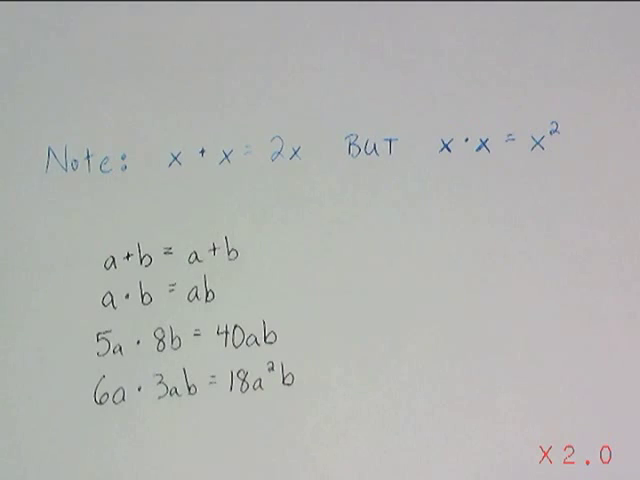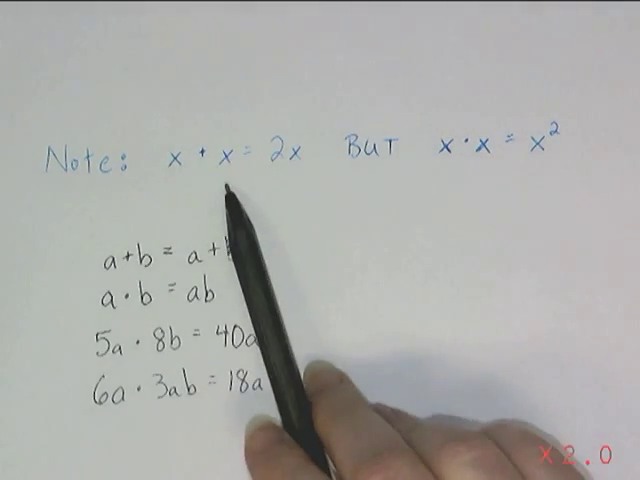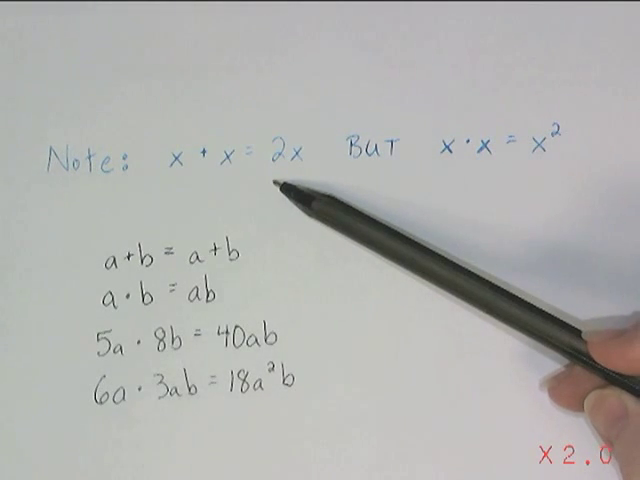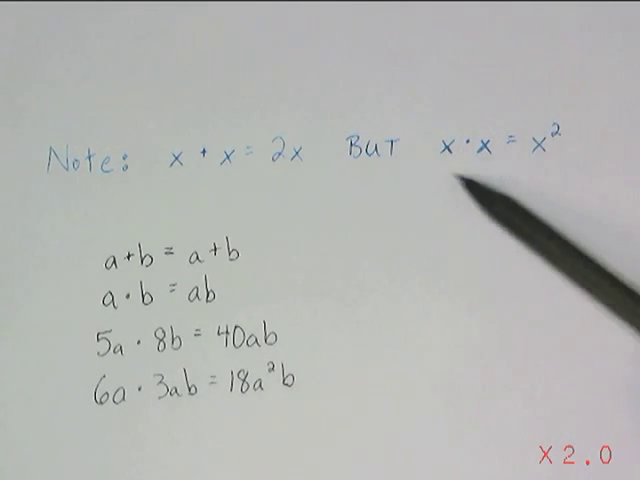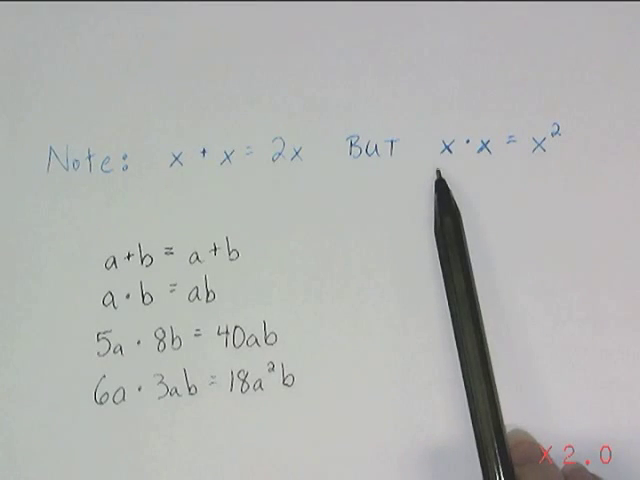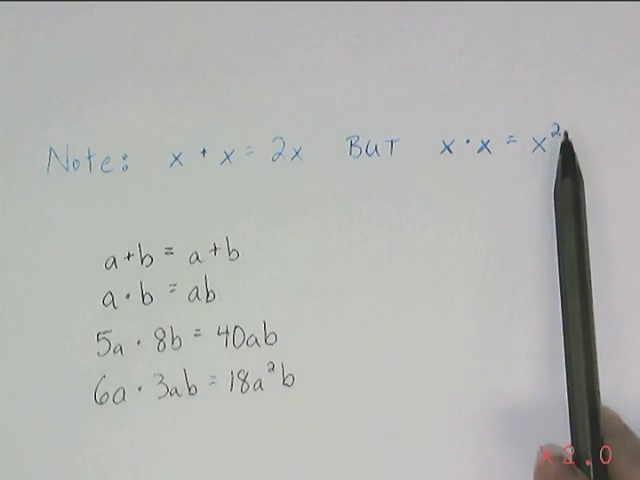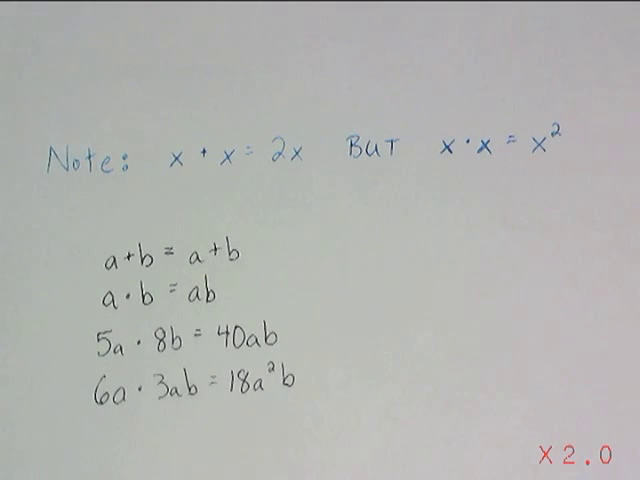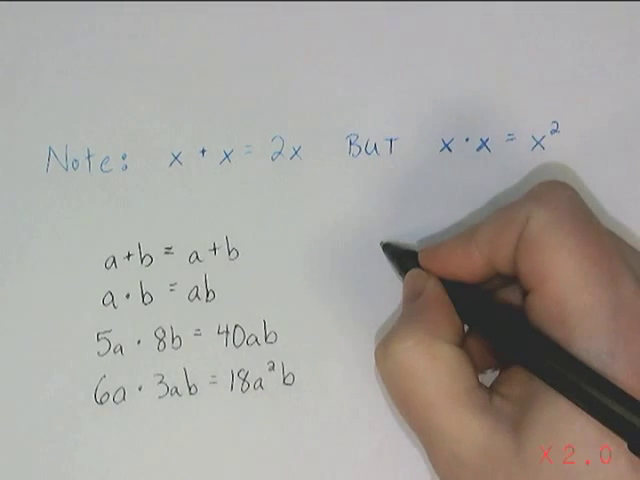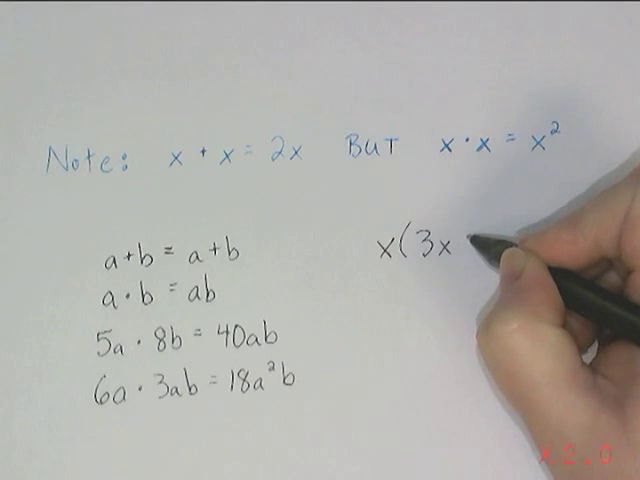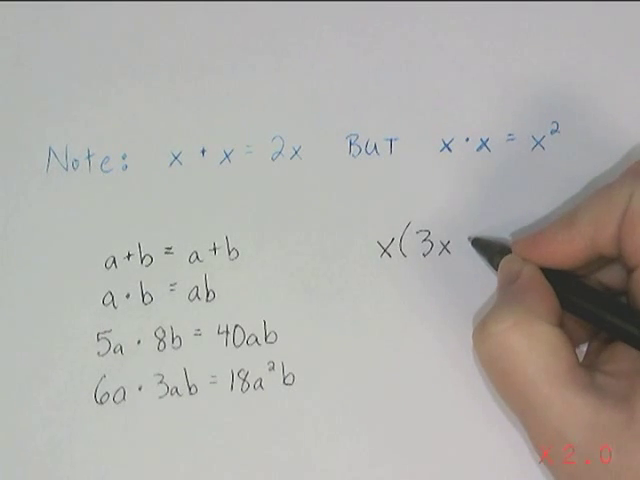So we have to make sure that we're keeping straight addition versus multiplication. Only like terms can be added or subtracted, but any terms can be multiplied. And if I'm multiplying 2 variables that are the same together, that's going to change the exponent. So take a look at this example. X multiplied by the quantity of 3x plus 4y.